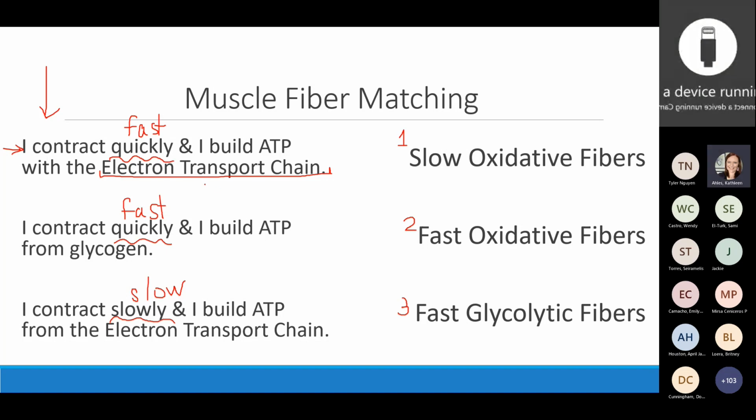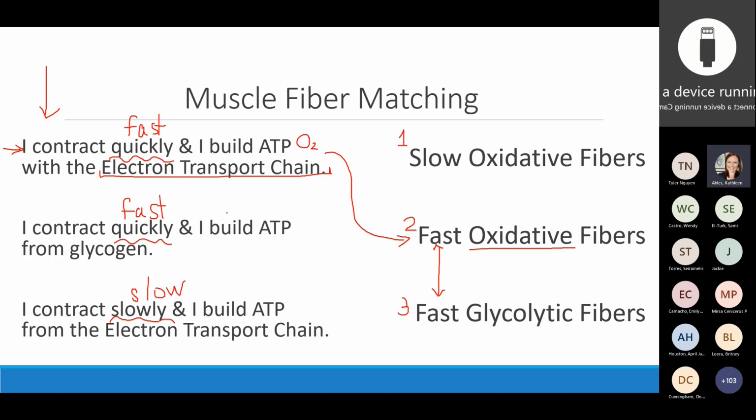Exactly. Yep. The electron transport chain needs O2. It needs oxygen. So my first statement up here, I contract quickly, I use the electron transport chain. We've got a fast, here's my two fast options. And because we use the electron transport chain, oxidative. A fast oxidative fiber, number two, that's what we described with that first statement.